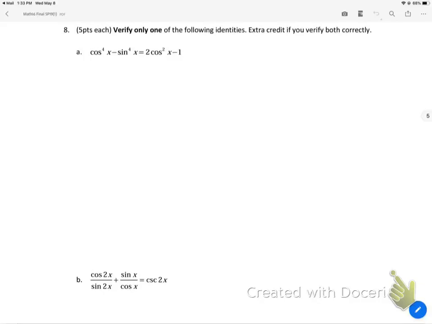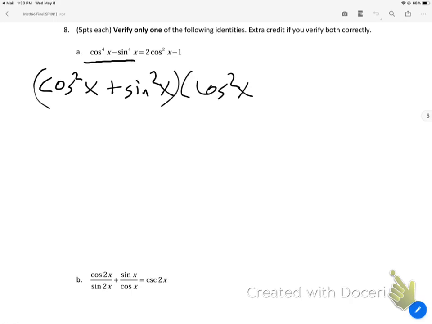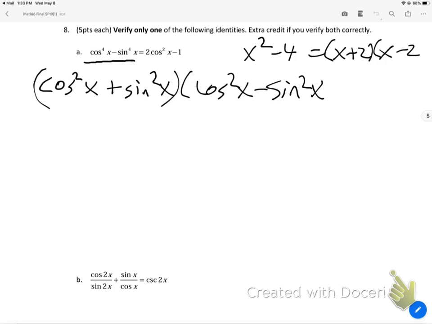Okay, here's verifying identities. Now I can see that the left-hand side looks like a difference of squares. So I can write this as cosine squared x plus sine squared x, times cosine squared x minus sine squared x. It's just like doing something like x squared minus 4 is the same as x plus 2 times x minus 2.